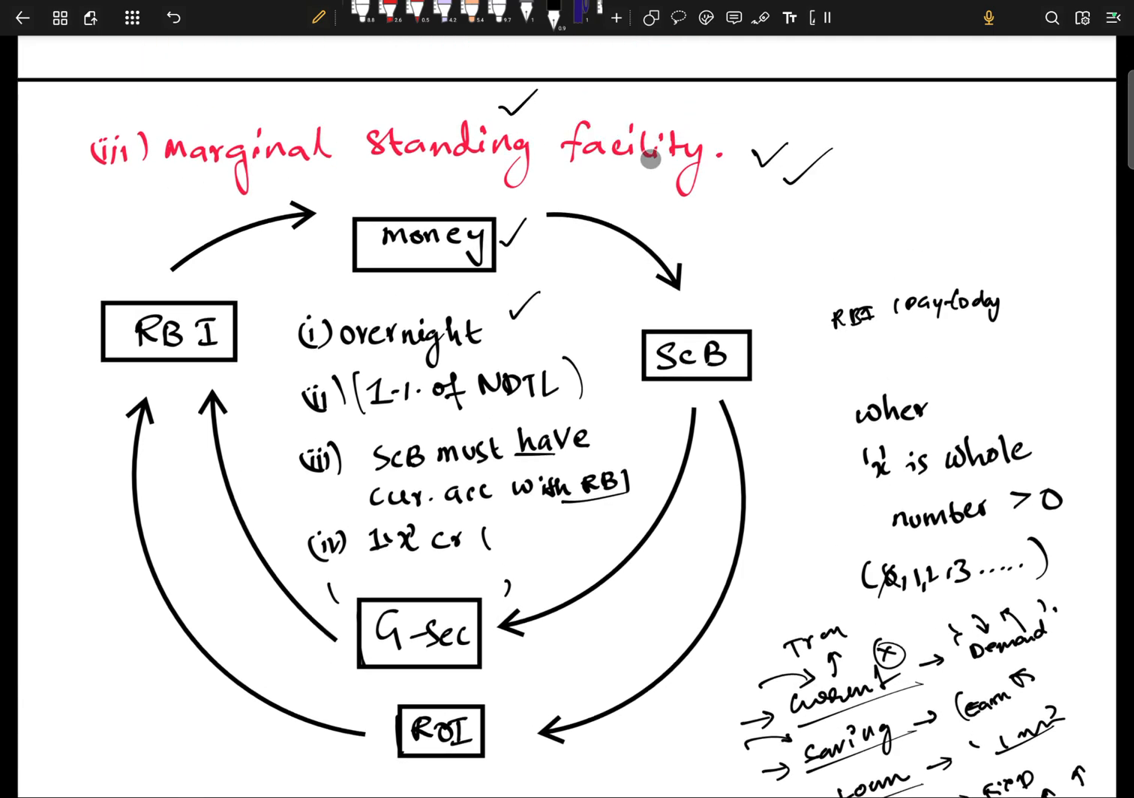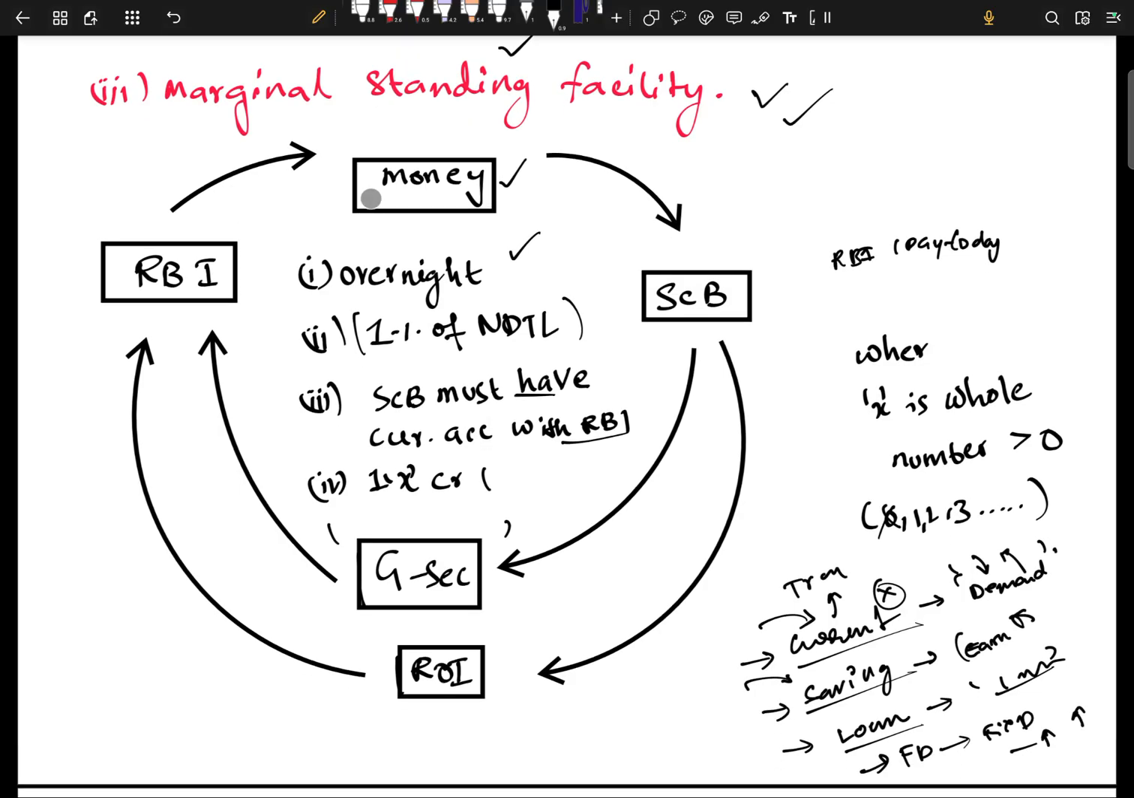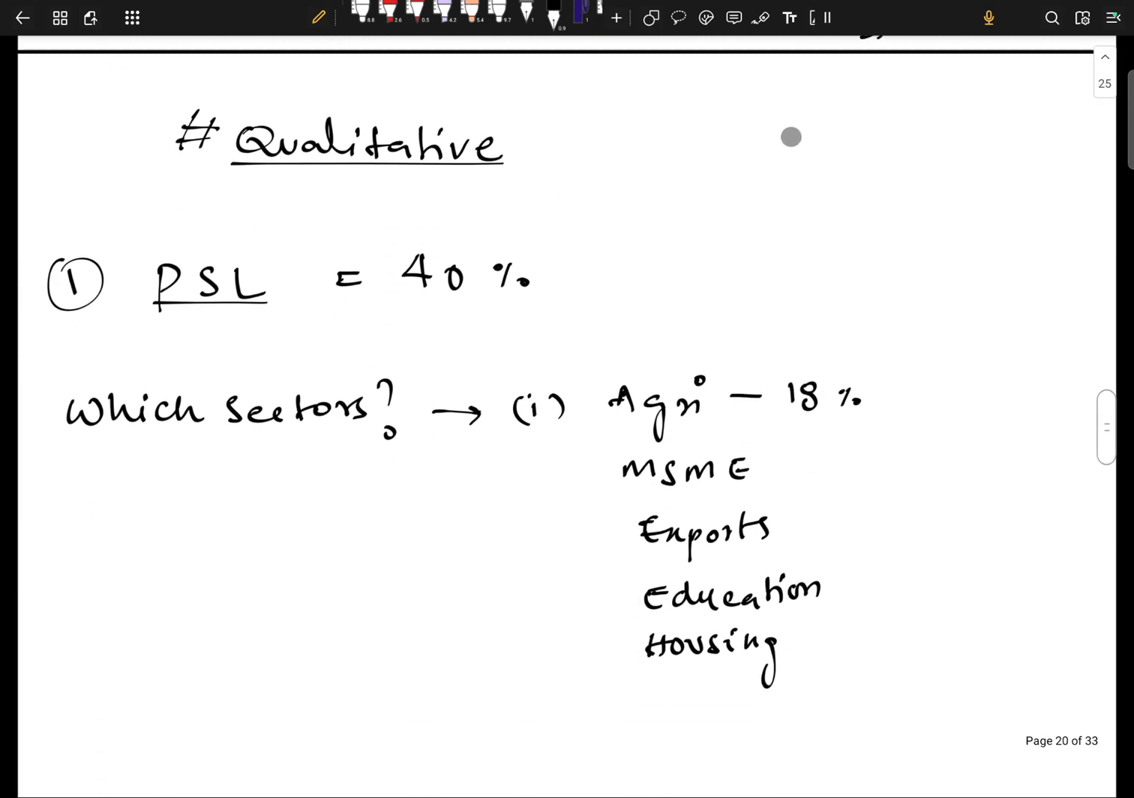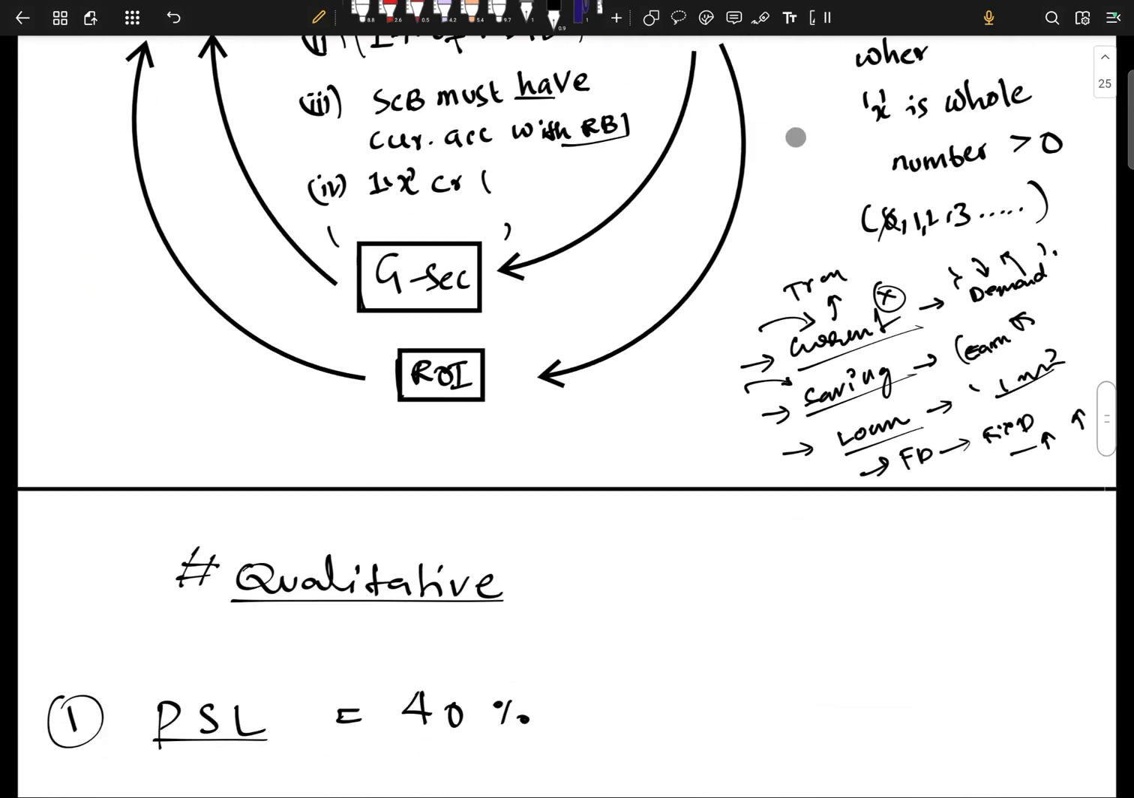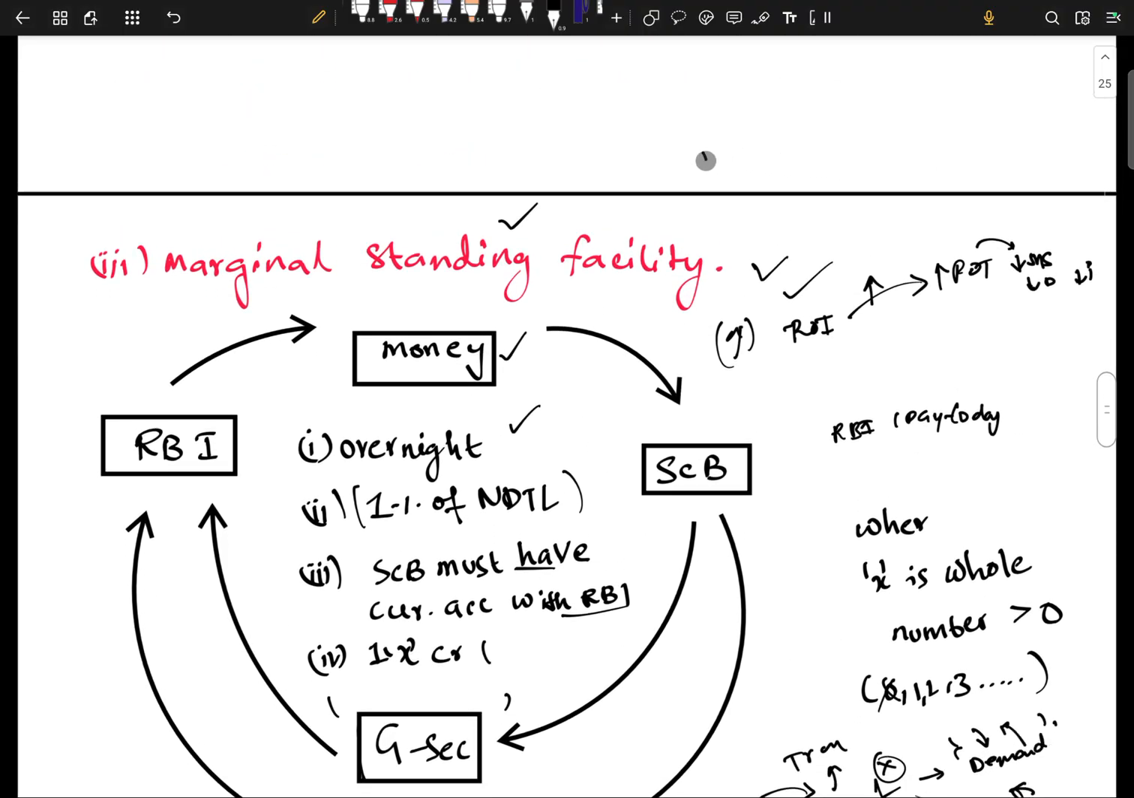Okay, we've seen what marginal standing facility is. The same thing. What happens if the rate increases too much? That means the scheduled commercial banks work like repo rate. If it is too high, that means the rate of interest that the scheduled commercial banks will give to the consumers will also be too high. Too high rate of interest means lesser money supply in the market, because less and less people will take loans. Less money supply, less demand, less inflation. Right. So we're done with the quantitative monetary tools.